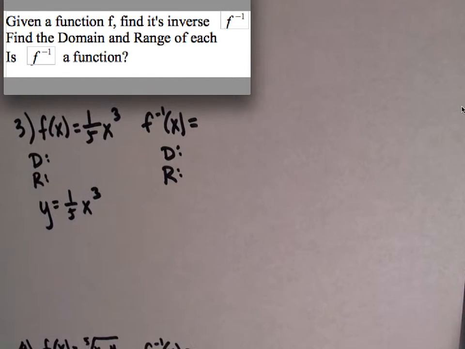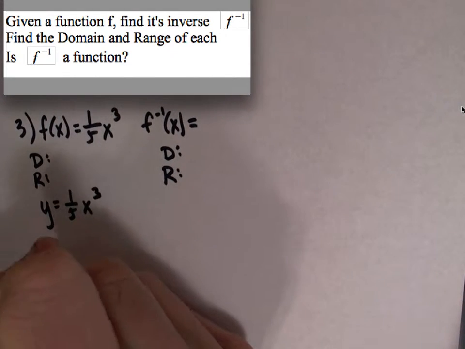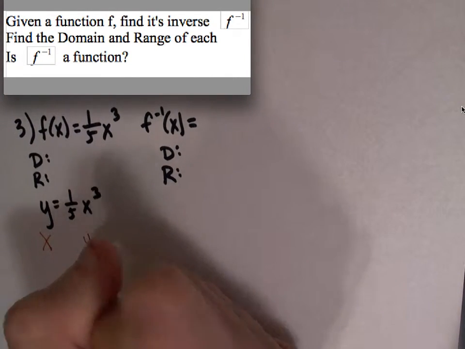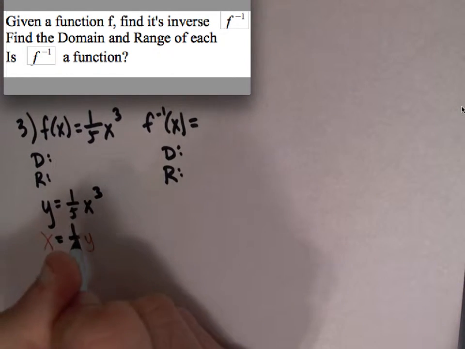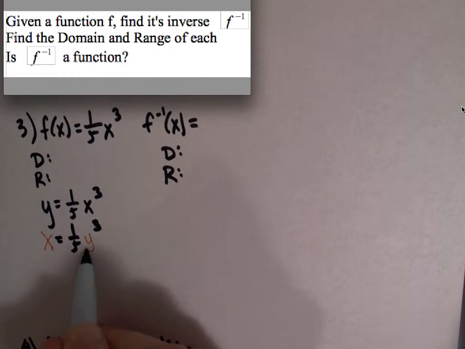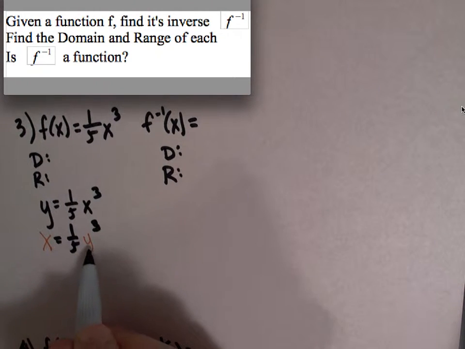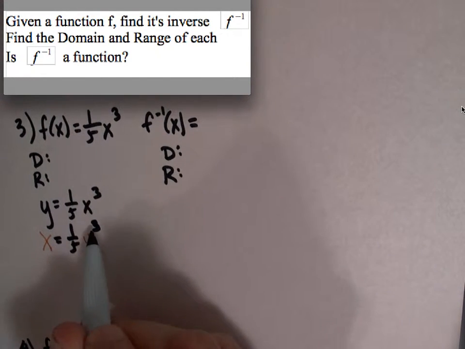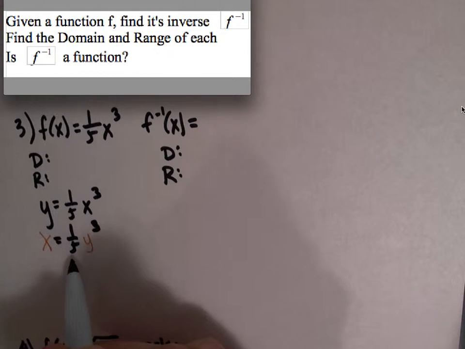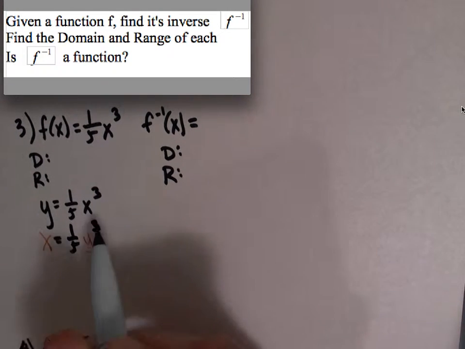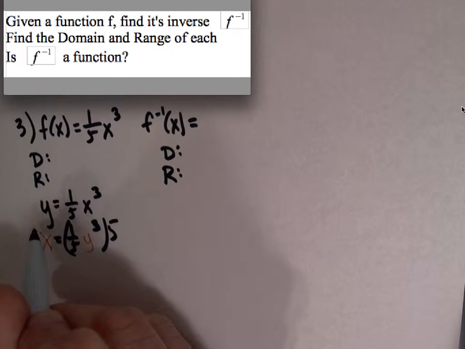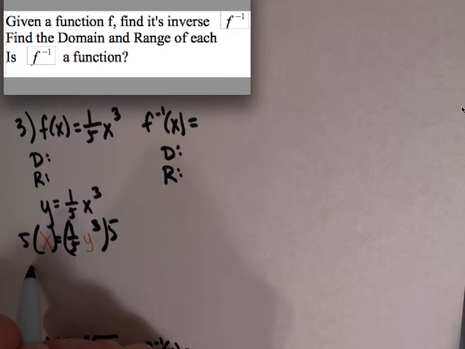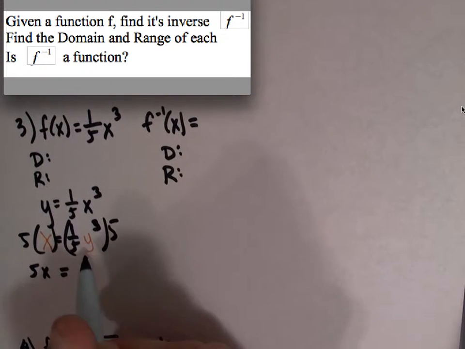And we're going to now switch x and y. So x equals 1/5 y cubed. And now we're going to solve for y. So first off, before we get rid of this exponent, let's get rid of the 5. We're going to multiply both sides by 5. So we're going to get 5x equals 5 over 5, we're just going to get y cubed.